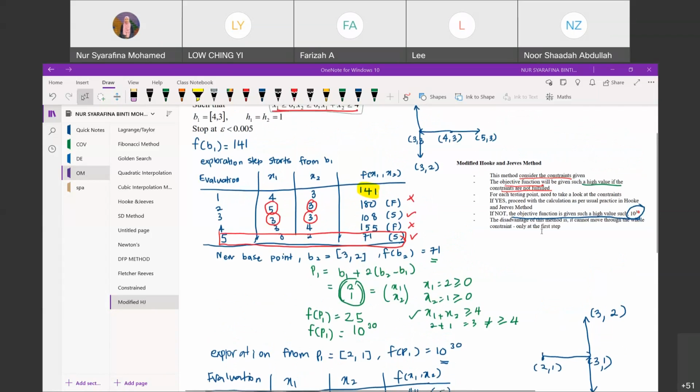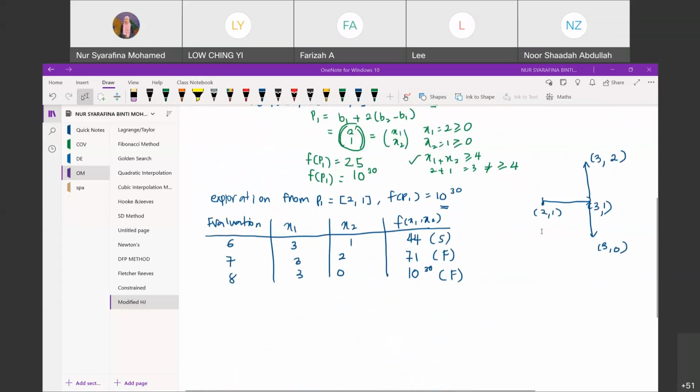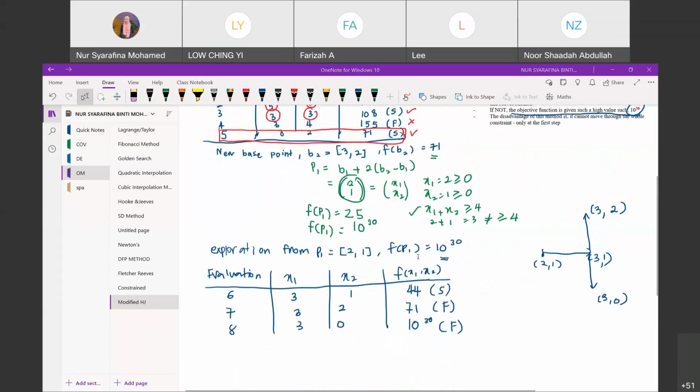What is your new base point? So your next point should be B3, right? Okay, so your B3 equals 31 and FB3 is 44. And you can find your P2. What is your P2?